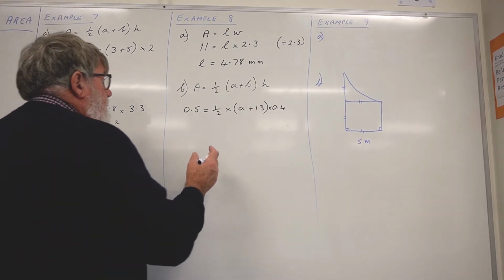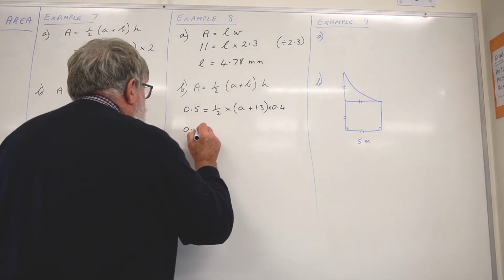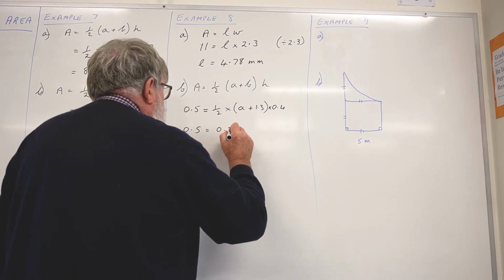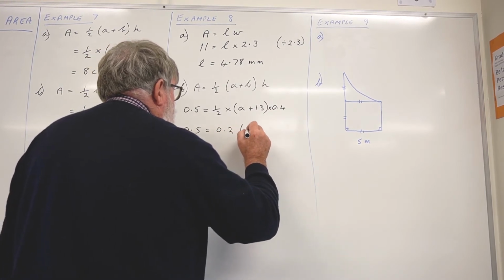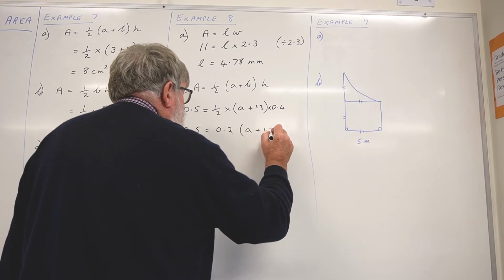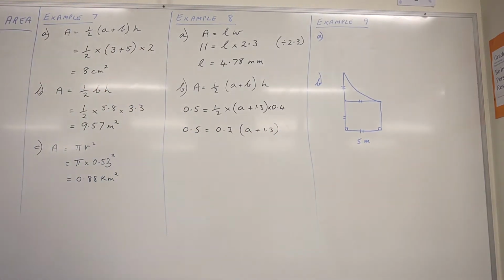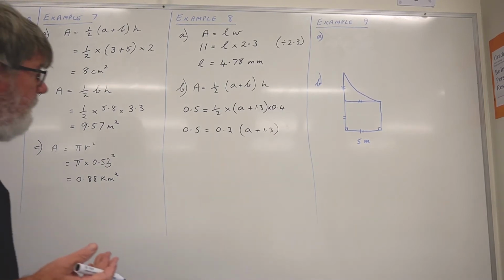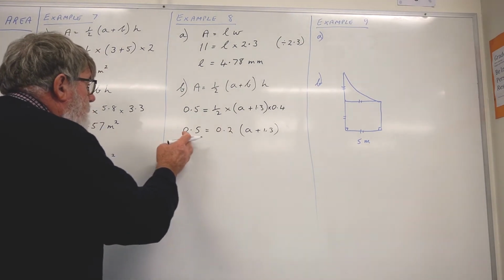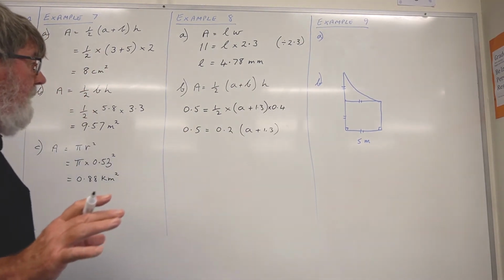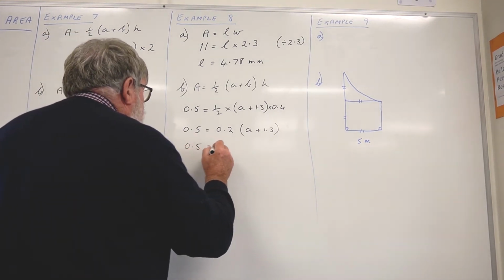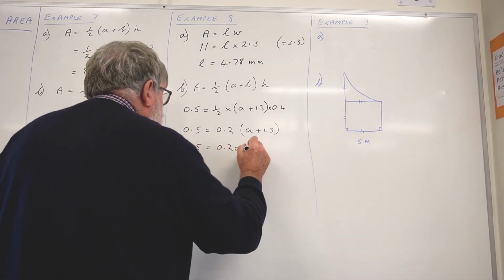So a little bit of simplification first. So 0.5 is equal to a half times 0.4, which is 0.2, multiplied by A plus 1.3. I'm going to present the solution slightly differently to what's in the text, because from this point you do know that you can divide by the 0.2, and if you want to do that first, that's fine. If you're a little bit uncertain about your equation solving, expand your brackets.